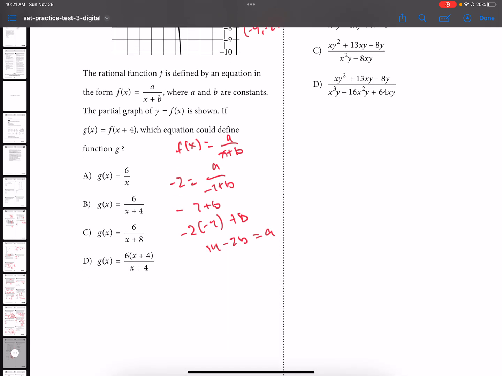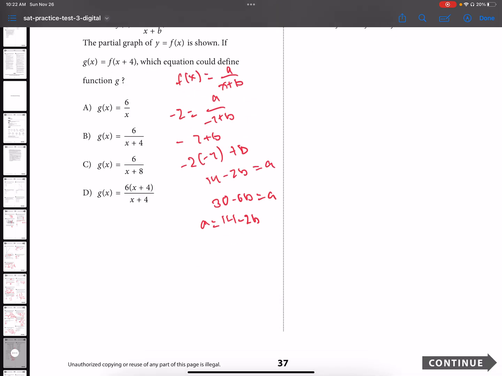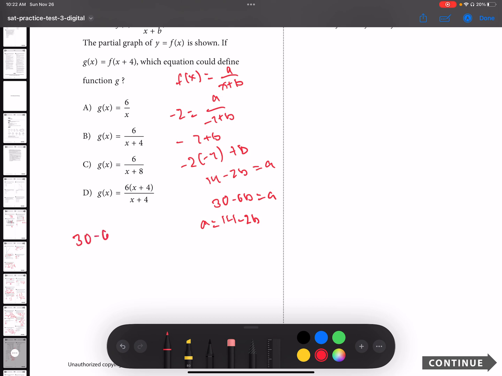Now we're going to multiply each side, and we're left with 30 minus 6b is equal to a. Substituting, we get 14 minus 2b for a. So a is equal to this, and with this information we can just substitute it. 30 minus 6b equal to 14 minus 2b, so minus 4b is equal to minus 16. B is equal to 4. Once we substitute all this, we'd be left with 6 over x plus b. So our answer would be C.